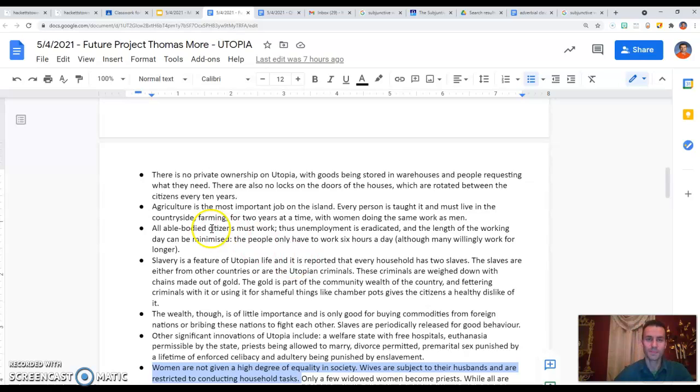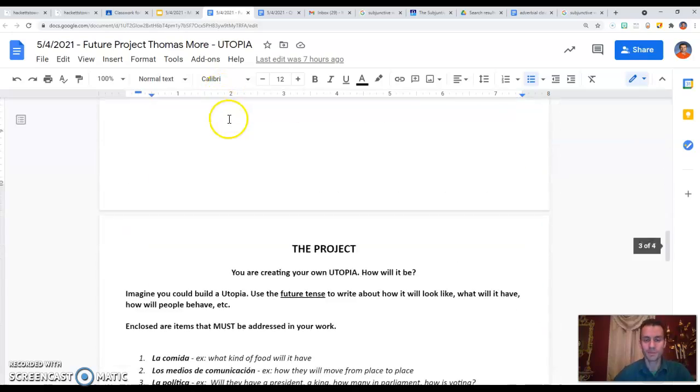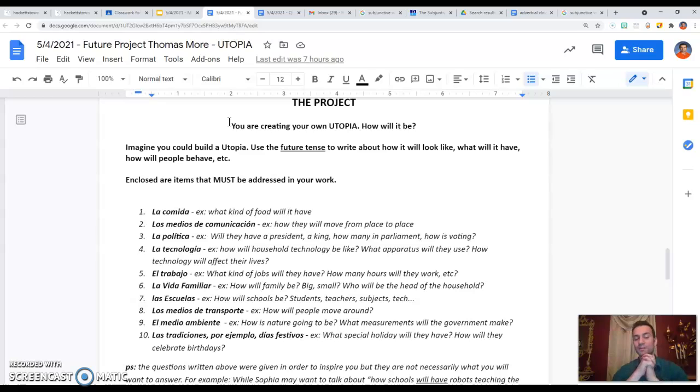Am I right? So what I need you to do tomorrow, okay, is to work on this. You're going to figure out what your utopia will look like. And imagine that you could build it, okay? So you want to use the future tense to talk about how will it look? What will it have? How will the people behave? And more. So there are 10 categories here.